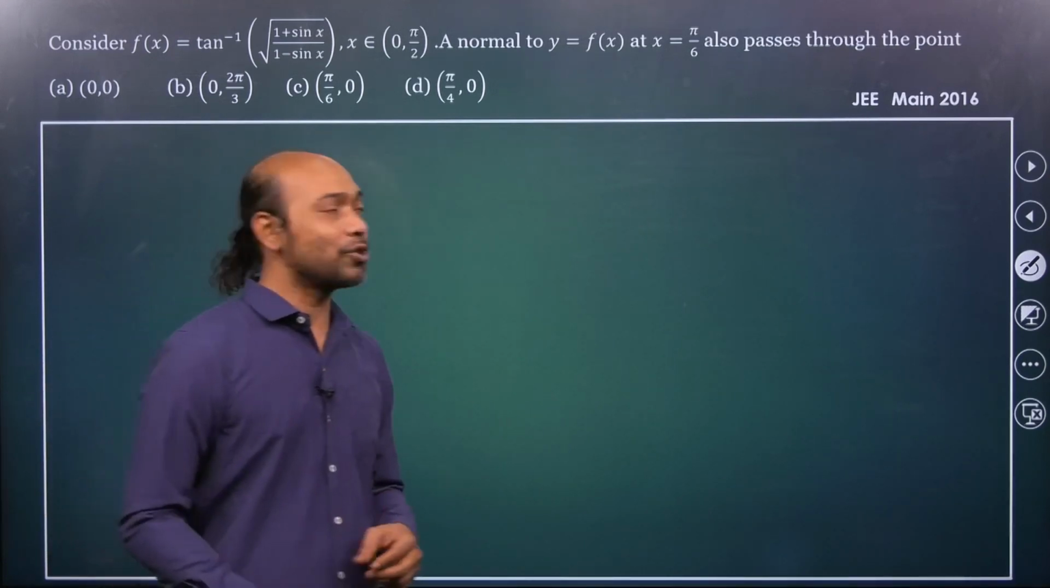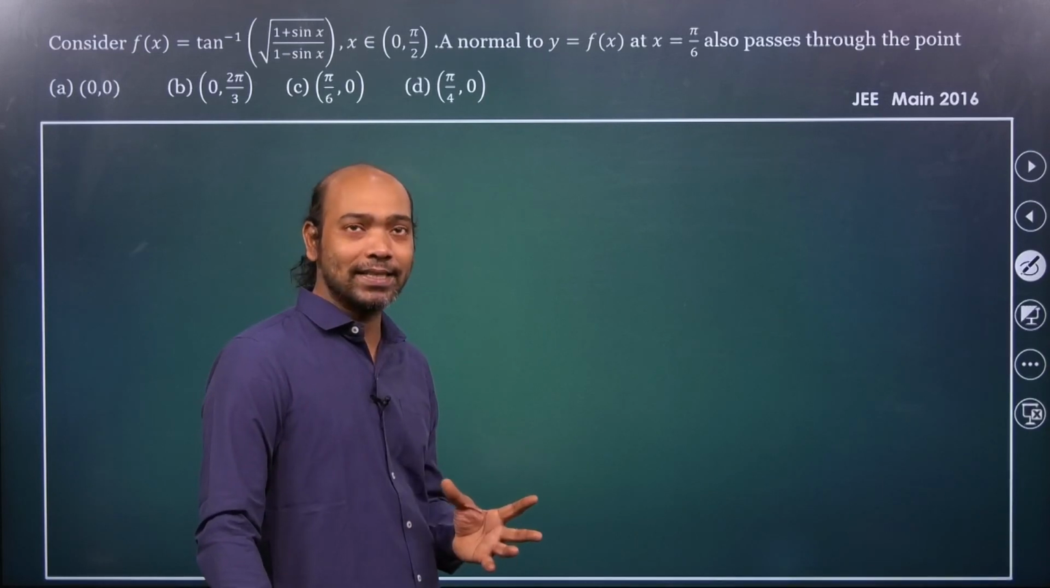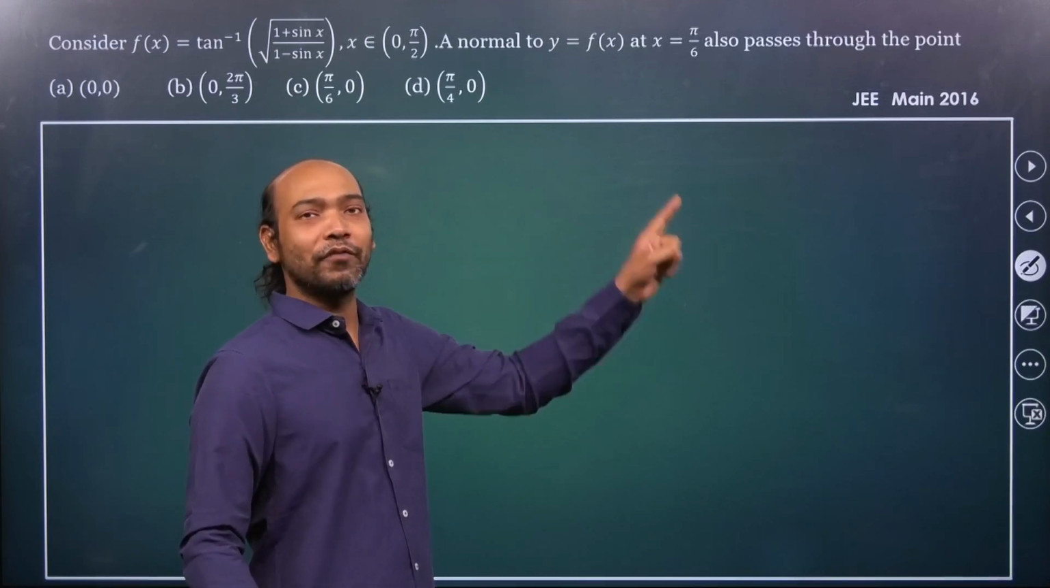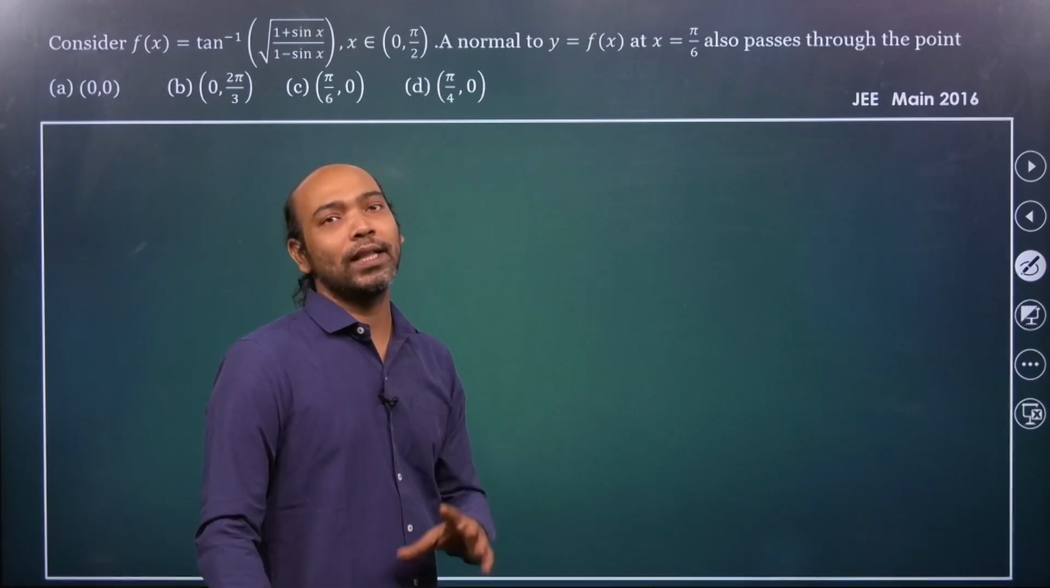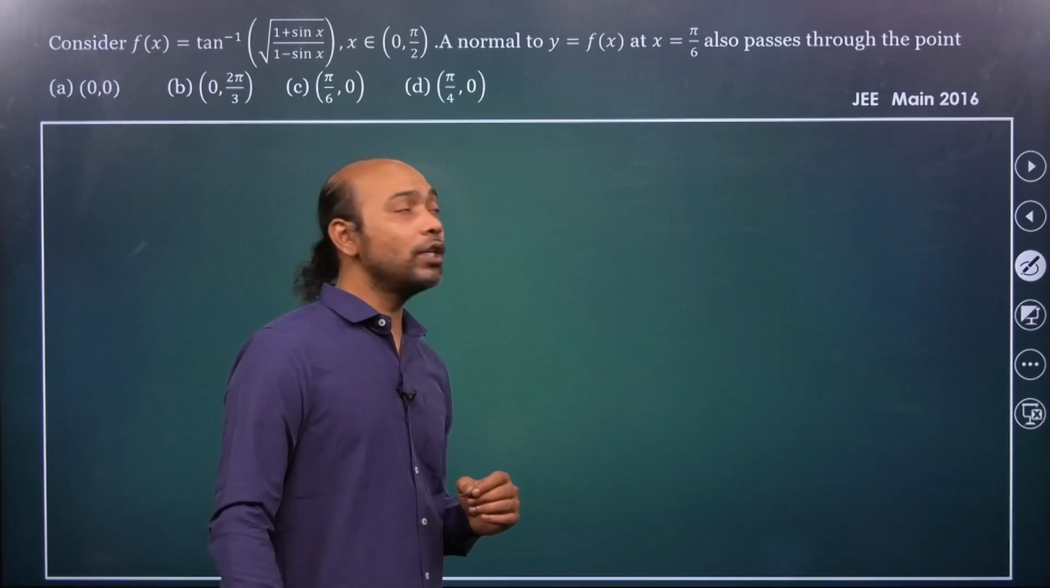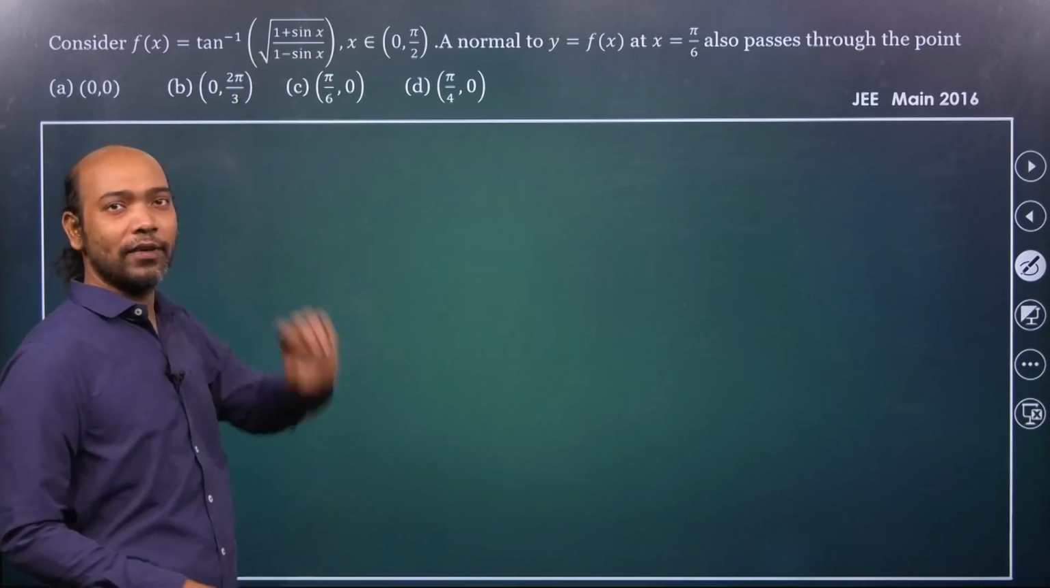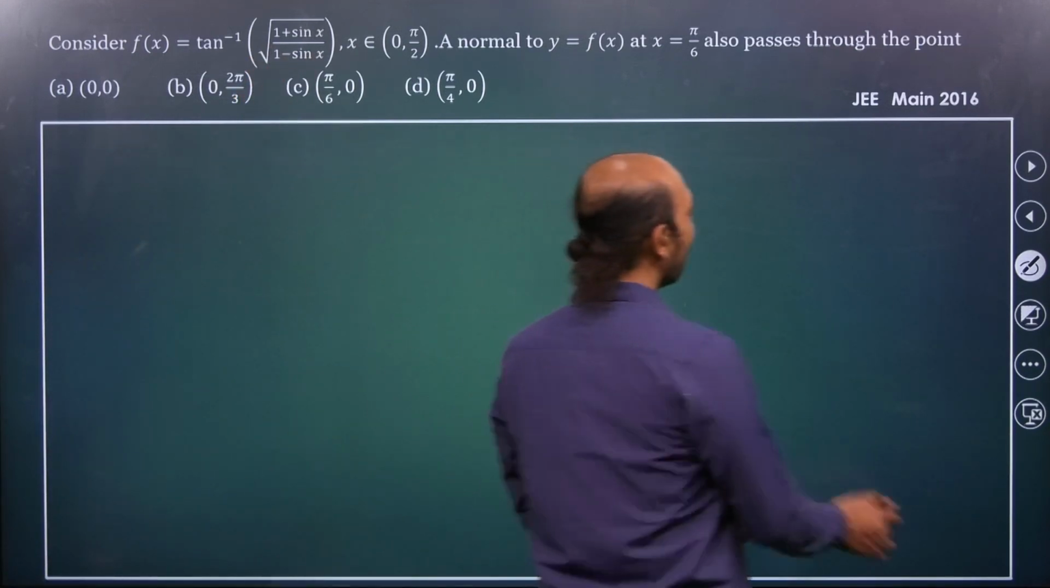But in both cases, if I want to calculate f dash x here, then we have to differentiate that function. Differentiating that function with tan inverse and all that is not an easy job to do. So what should I do? Our main aim is to simplify the function. Let's go ahead and simplify it.